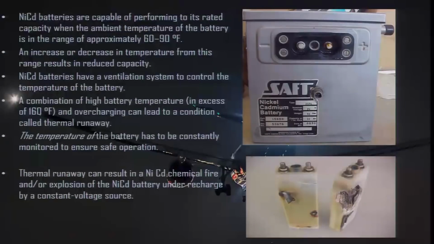A combination of high battery temperature and overcharging can lead to a condition called thermal runaway. So, high temperature and overcharging can cause a condition called thermal runaway. The temperature of the battery has to be constantly monitored to ensure safe operation. Thermal runaway can result in a nickel cadmium chemical fire and or explosion of the nickel cadmium battery under recharge by a constant voltage source.